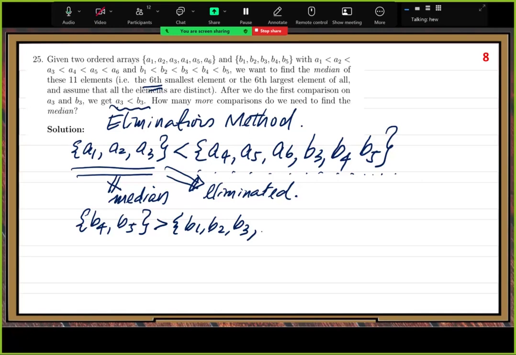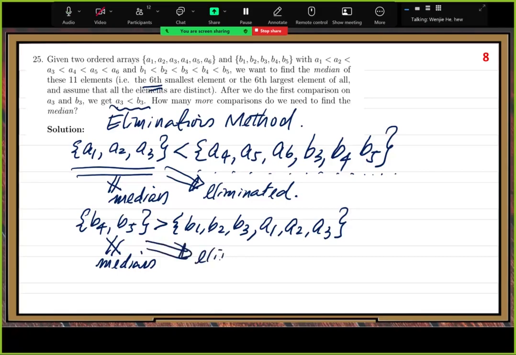Now A, we know B3 is greater than A3, right? A1, A2, A3. So these 2 elements are greater than at least 6 elements. Then if we look from the left-hand side, these 2 elements cannot be the median, because the median is the 6th smallest. Now these 2 are greater than at least 6, so they cannot be the 6th smallest. None of the elements in this group can be the median. So we do another round of elimination.